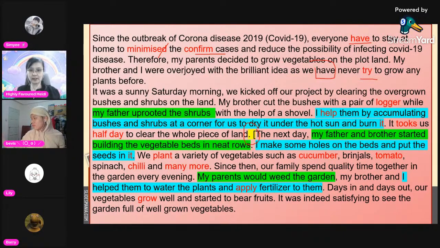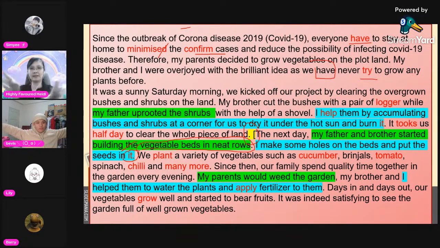Then after that, where's my cursor? Okay, my cursor is there. So you see, my parents, my brother and I, there's I here. Then after that, there's one with it. Where is it? This one, it. This it will be replacing, actually it's supposed to be them, I think, because you say the vegetable beds in neat rows. So the vegetable beds. In this one, why I highlight red, because it should be them.